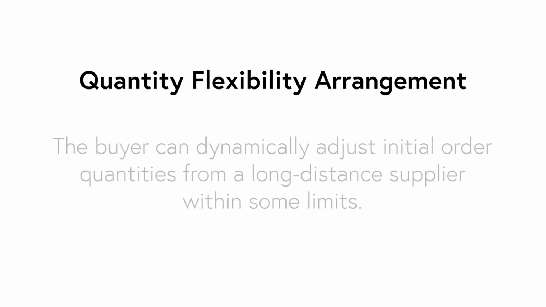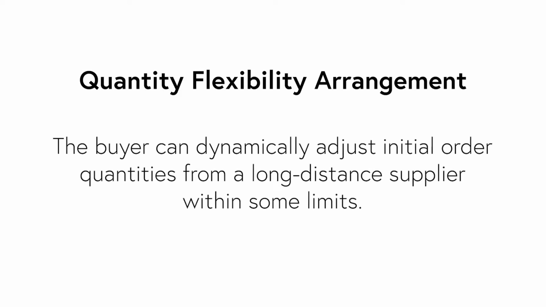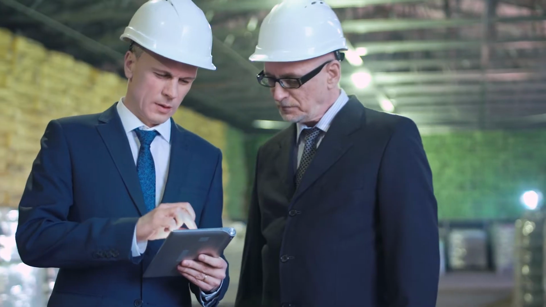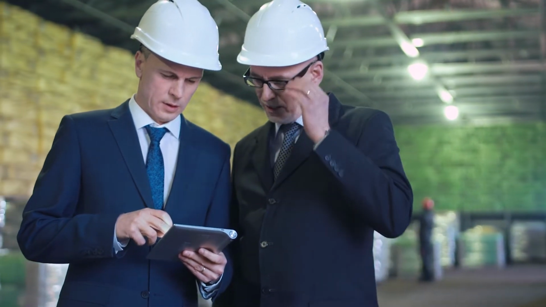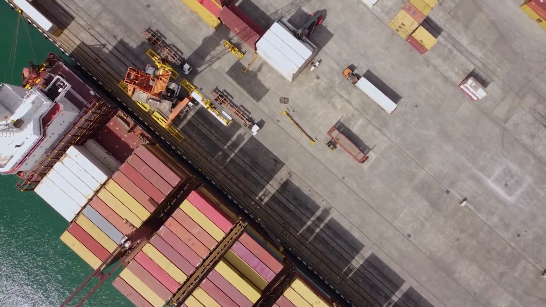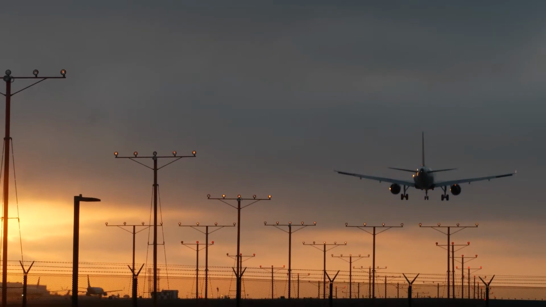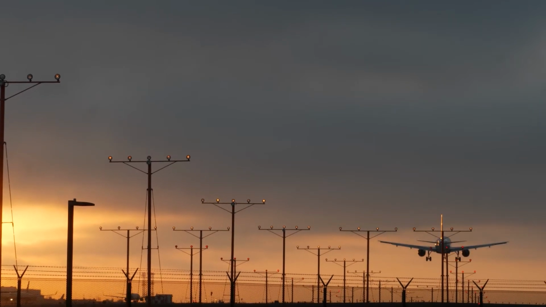One approach is to have a quantity flexibility arrangement such that the buyer can dynamically adjust initial order quantities from a long-distance supplier within some limits. This allows the buyer to continue refining demand estimates before deciding on the final order quantity. Typically, the minimum order is shipped by ocean freighter, while any remainder is shipped by air cargo to make sure the final order arrives on time.